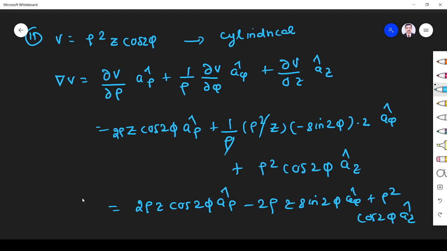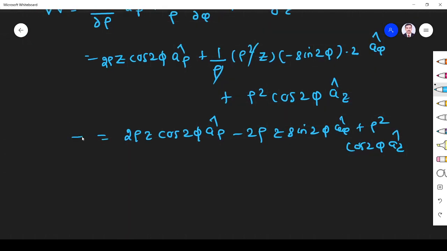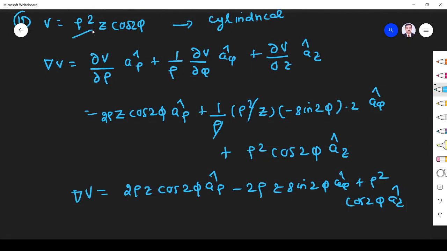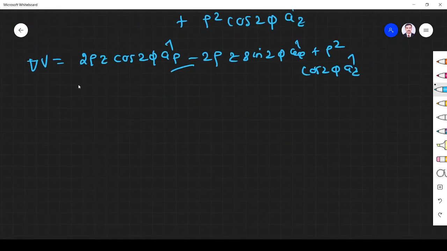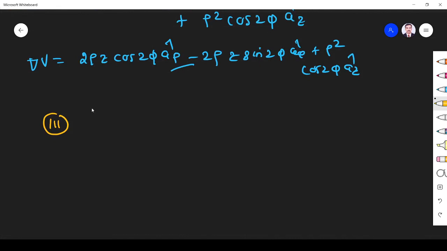Right? Simple problem. So again you see the input is a scalar quantity, output is a vector. That is, gradient is a vector, right? Please understand. Third problem. What's our third question?